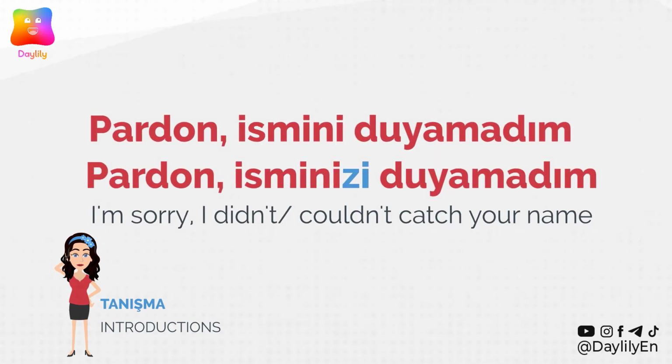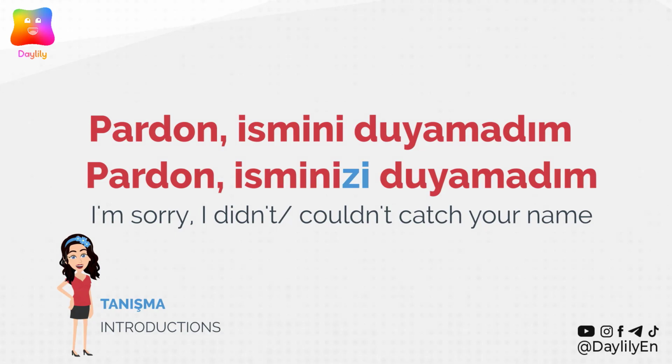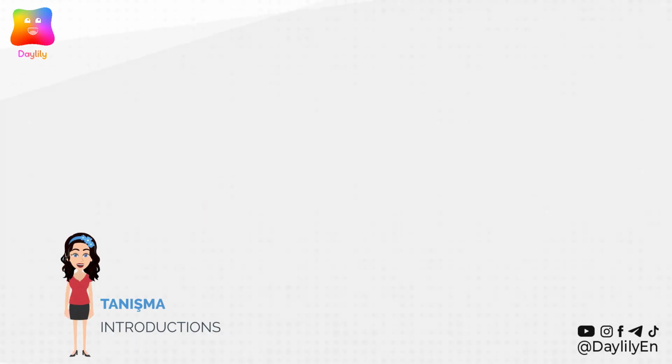I'm sorry, I didn't get your name. Pardon, ismini duyamadım. And if you want to sound more polite, you should say, pardon, isminizi duyamadım. This is more formal.